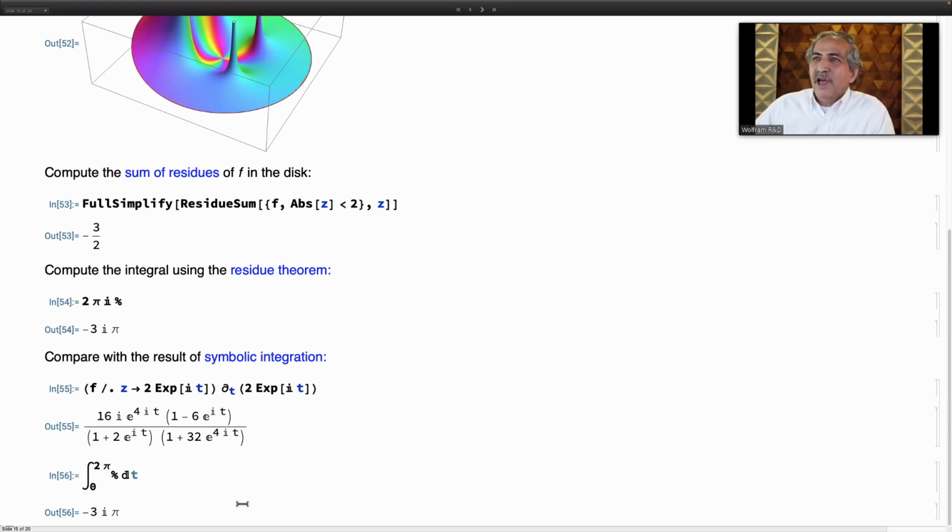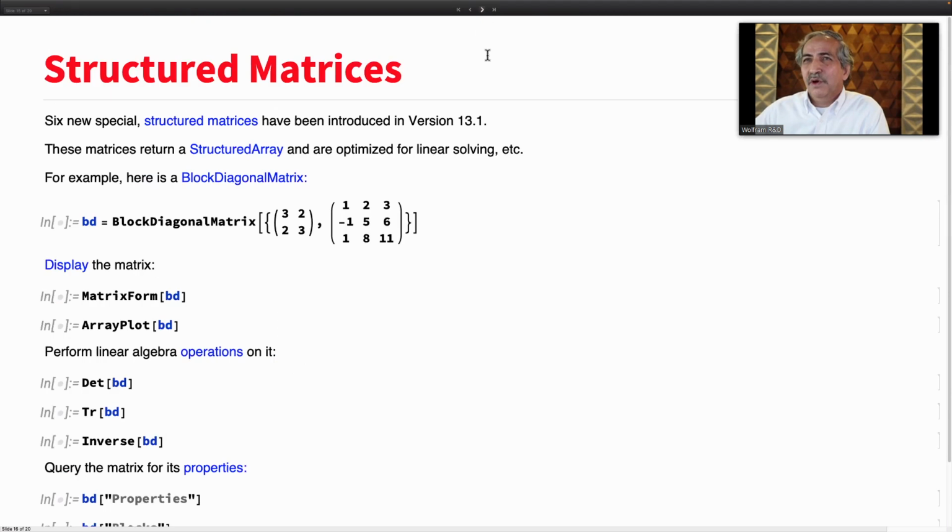Okay, so now I've finished the calculus portion, and I now go on to what I talked about early on, which is improvements for linear algebra. So, when you work with linear algebra, it's often very easy to specify a matrix and very hard to actually work with the output. So these matrices are called structured matrices, like the identity matrix can be specified by just the order. And what we've done in version 13.1 is to introduce these 6 new special structured matrices.